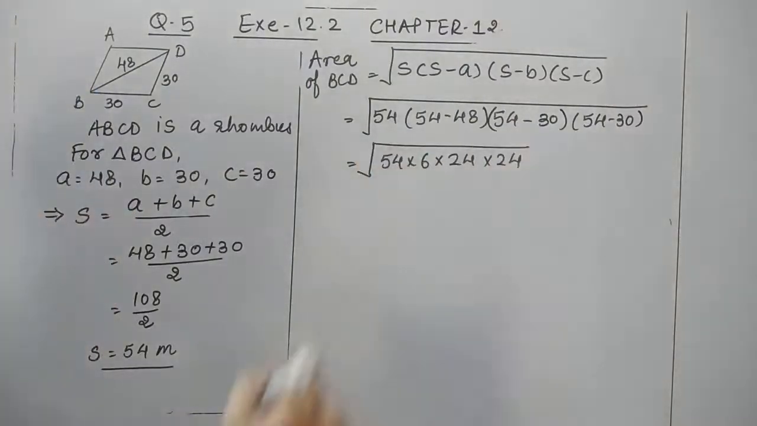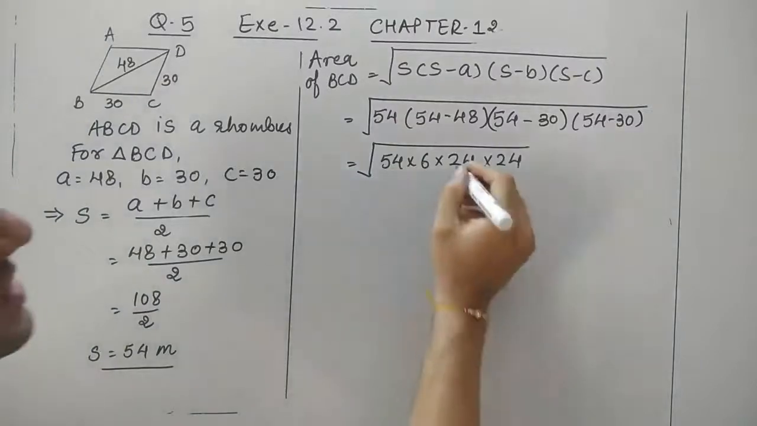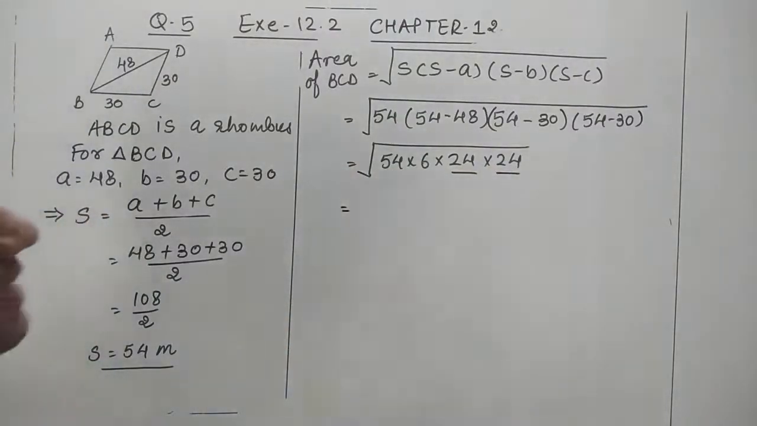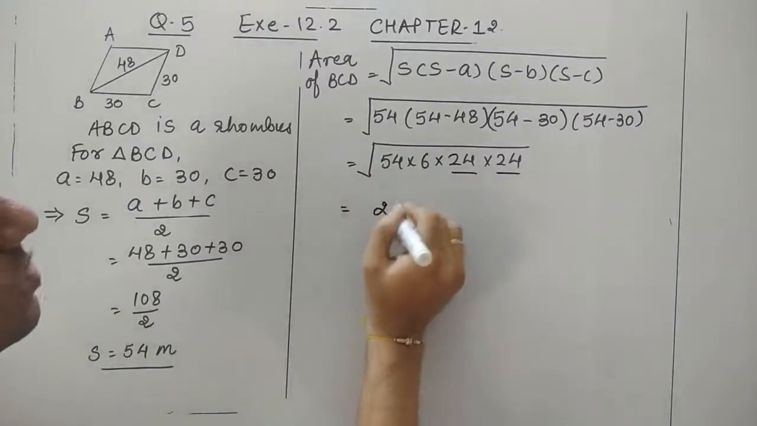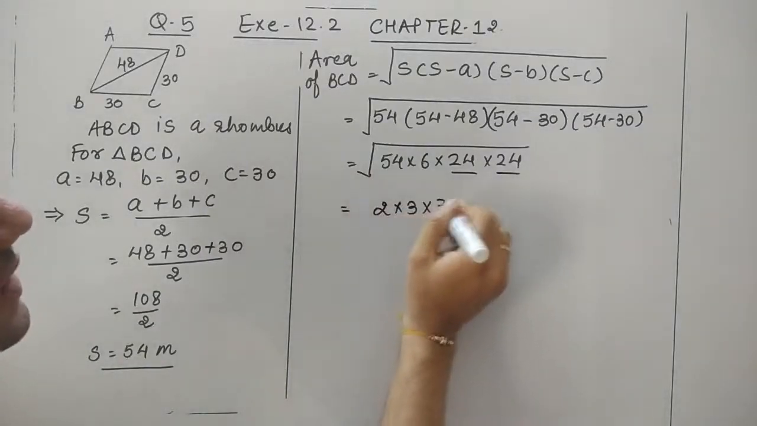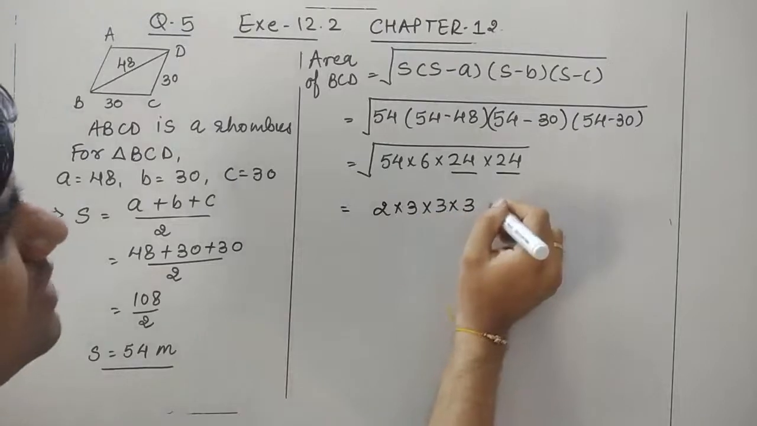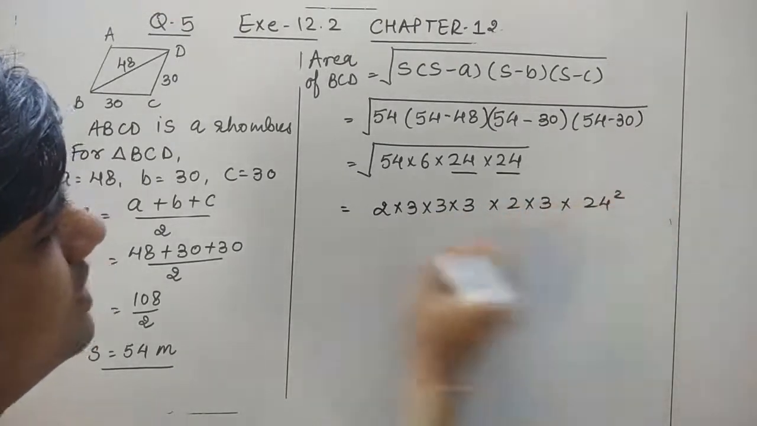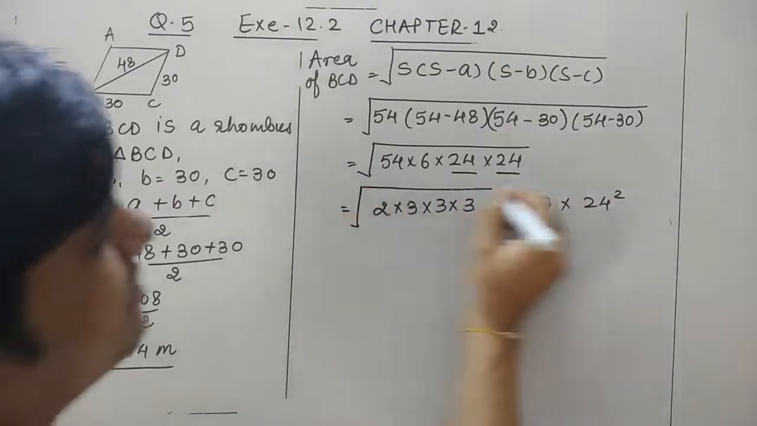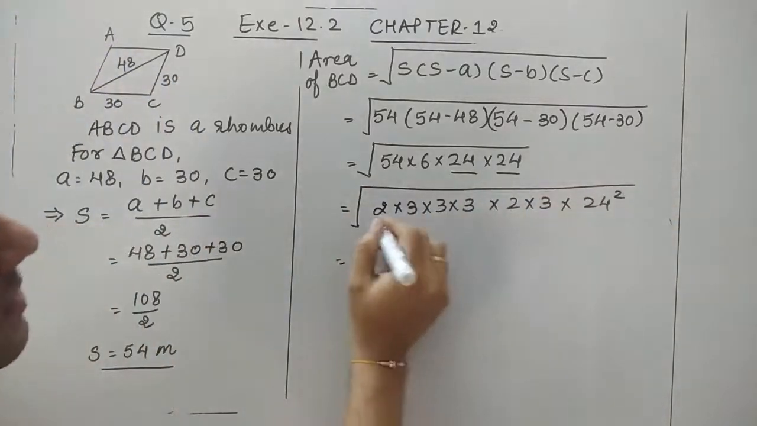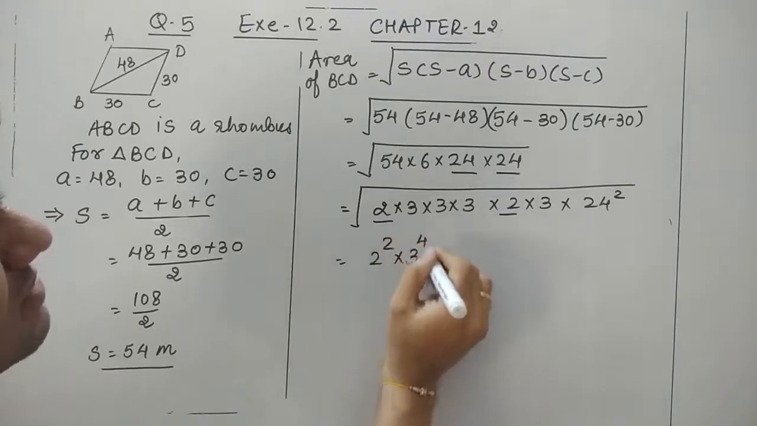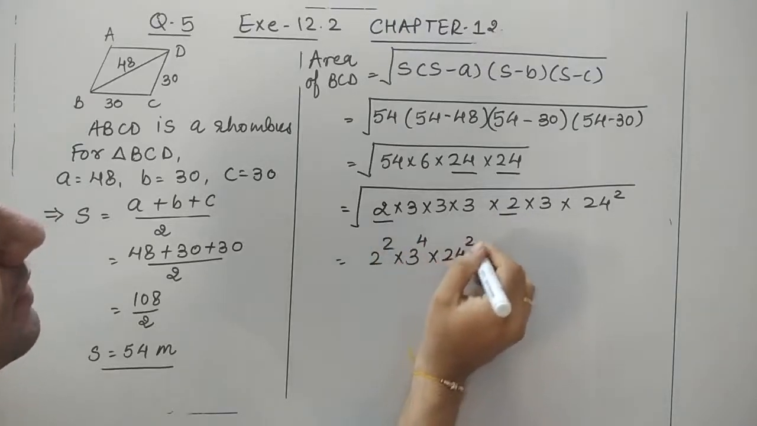Let us students find out the prime factors of this. As they are already in pairs, we don't take out the factors. You can also do it. It's 2 into 3 into 3 into 3, that is 54, and 24 is 2 cubed into 3, and I'll write it as 24 squared. Remember students, if you find the prime factors it is not wrong, but this time we can get 2 squared, 3 four times, and 24 squared.